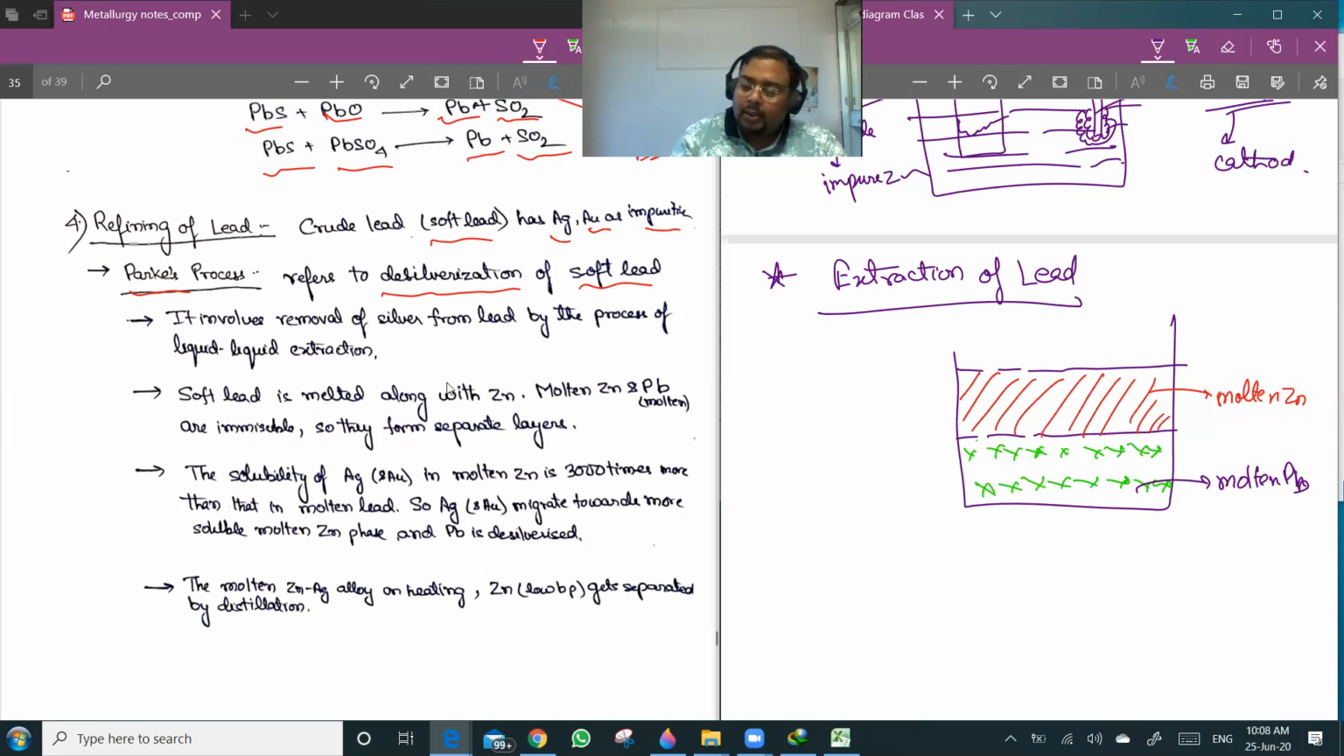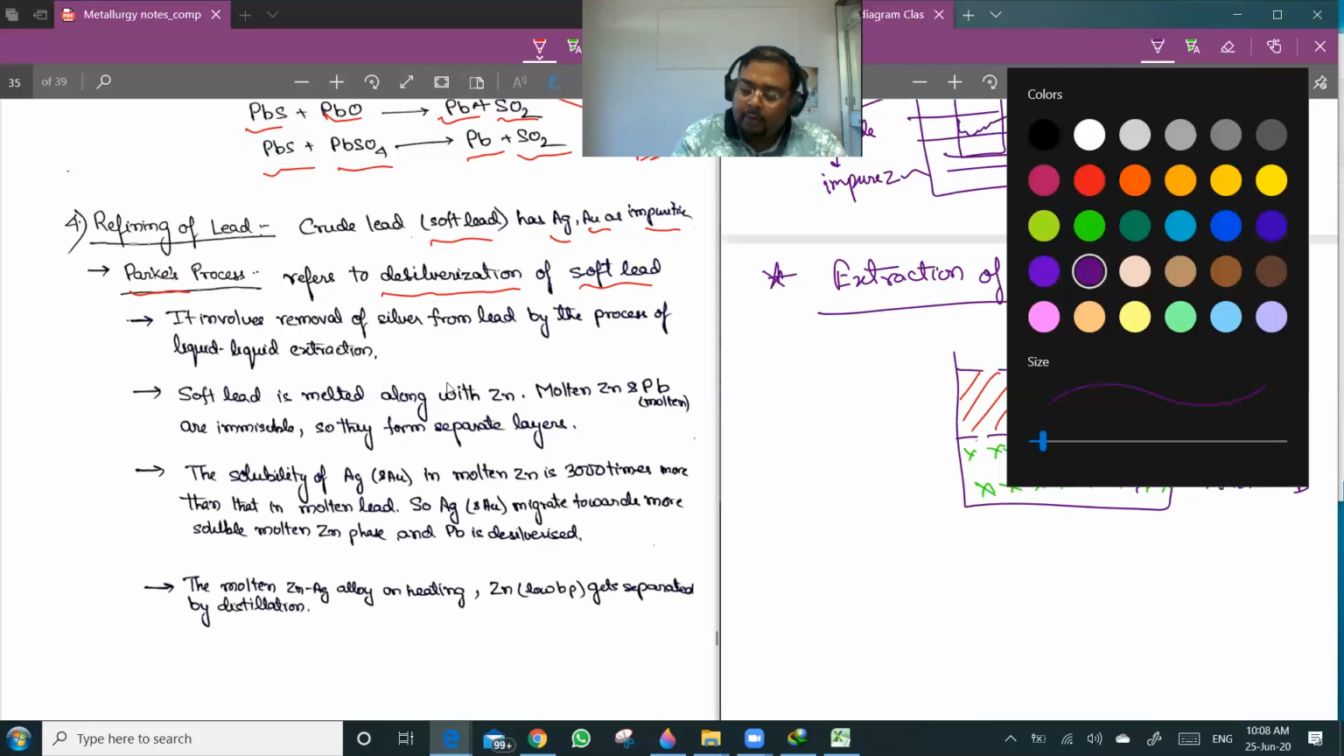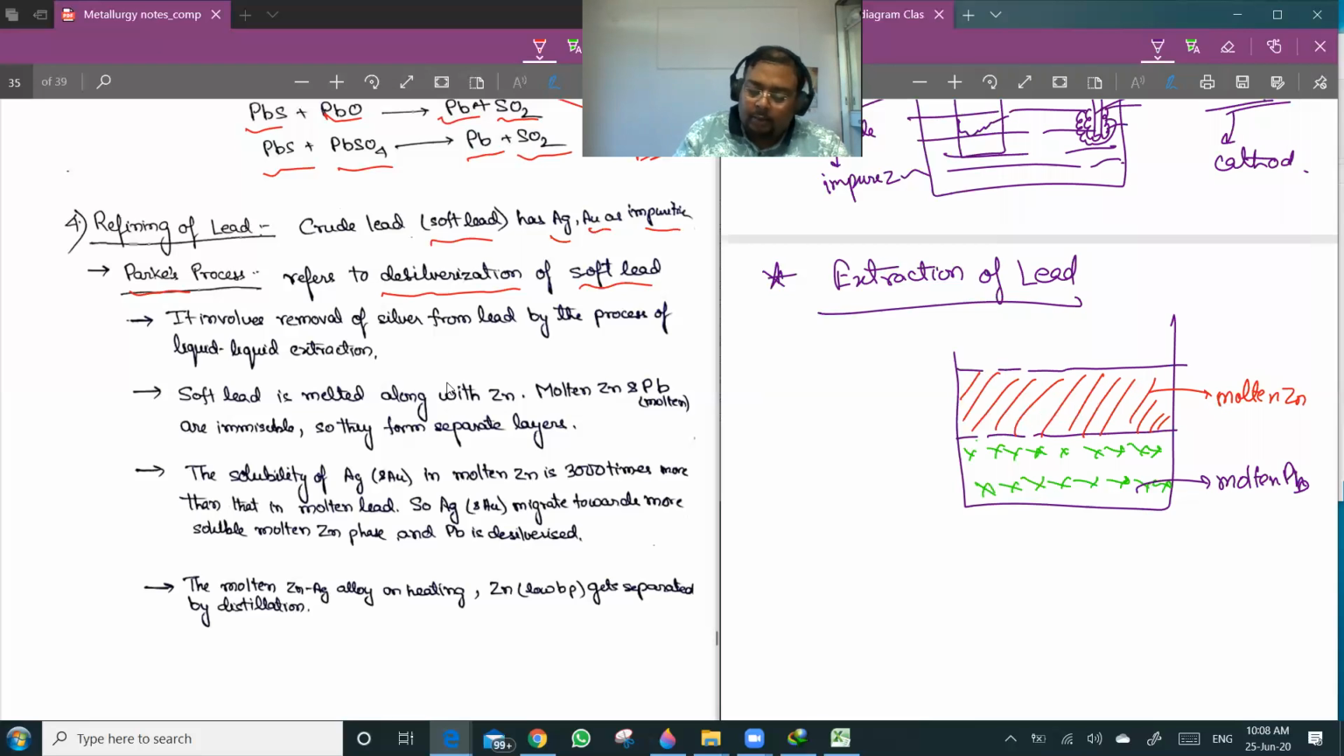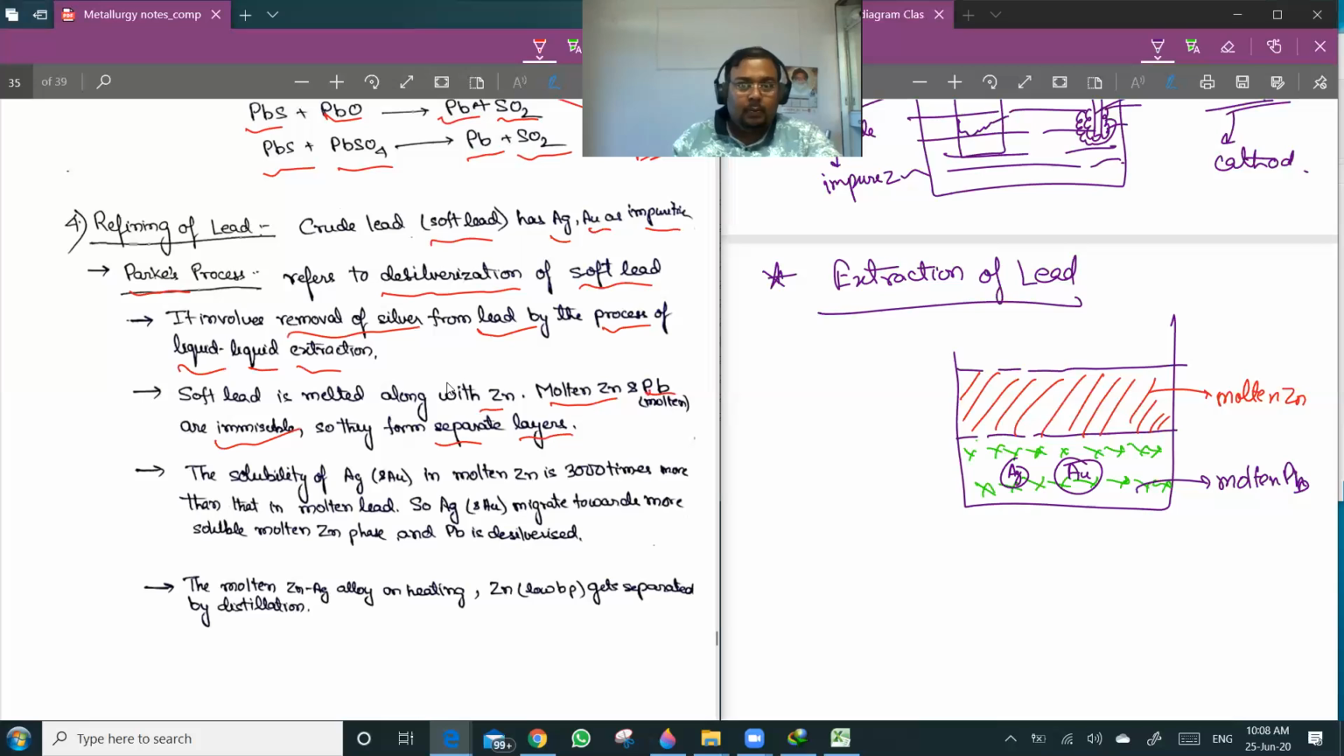Now, if I'm talking about the impurities, it has Ag and Au impurities. The principle is that it involves removal of silver from lead by the process of liquid-liquid extraction. Basically, soft lead is melted along with the zinc, and molten zinc and lead will form two separate layers, because they are totally immiscible with each other.